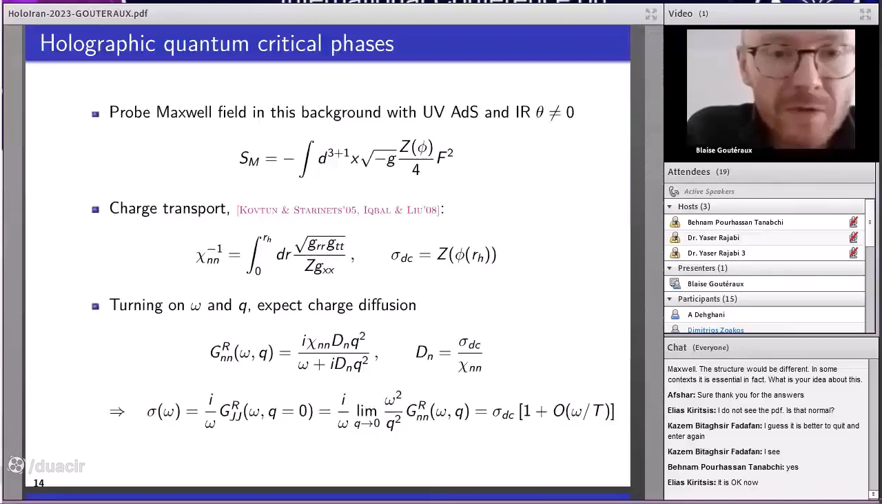Then we turn on perturbations with small frequency and wave numbers. We expect charge diffusion exactly like before. And in particular, if we compute the AC conductivity, which is the zero wave vector limit of the current retarded Green's function, then we expect that there is no non-trivial frequency dependence at low frequencies in the hydrodynamic equation.